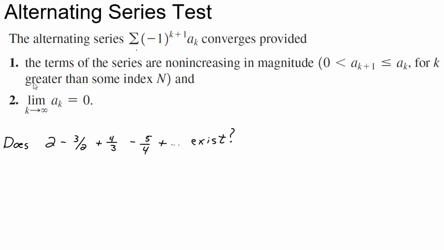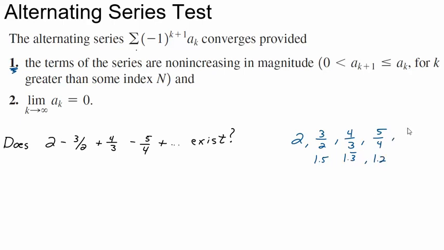So let's take a look at our criteria. Criteria number 1: the terms of the series are non-increasing in magnitude. So let's just write our terms out, just the magnitudes. So we got 2, 3 halves. That's 3 halves, which is definitely smaller than 2. The next one is 4 thirds, that's like 1.3 repeating. That's definitely smaller than 1.5. The next one is 5 fourths, that's 1.25. So that's getting smaller. What would the next one be?